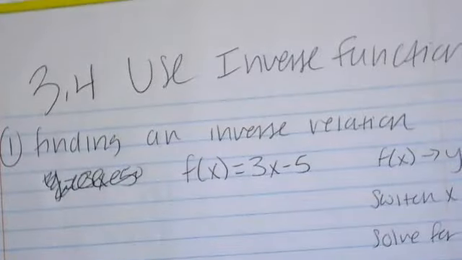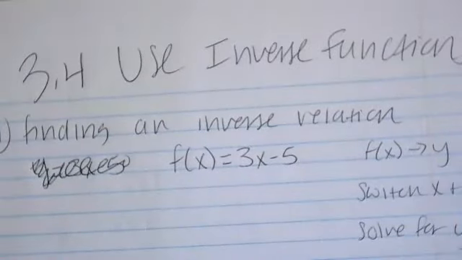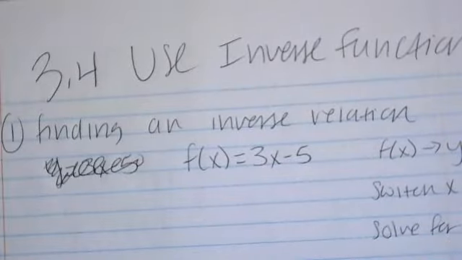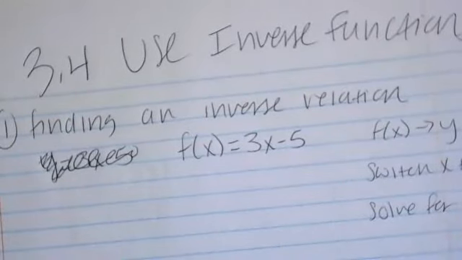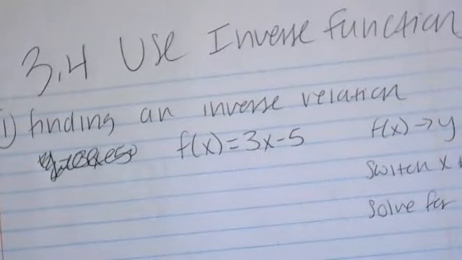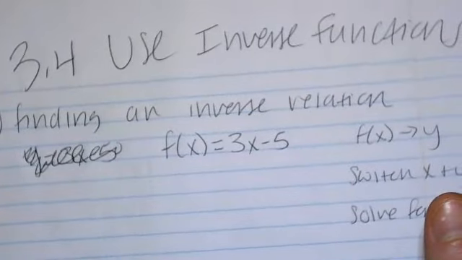All right, so this is 3.4. 3.4 is using inverse functions. So in order to use them, we have to find them. First we will be finding an inverse relation. An inverse is quite frankly the exact opposite.